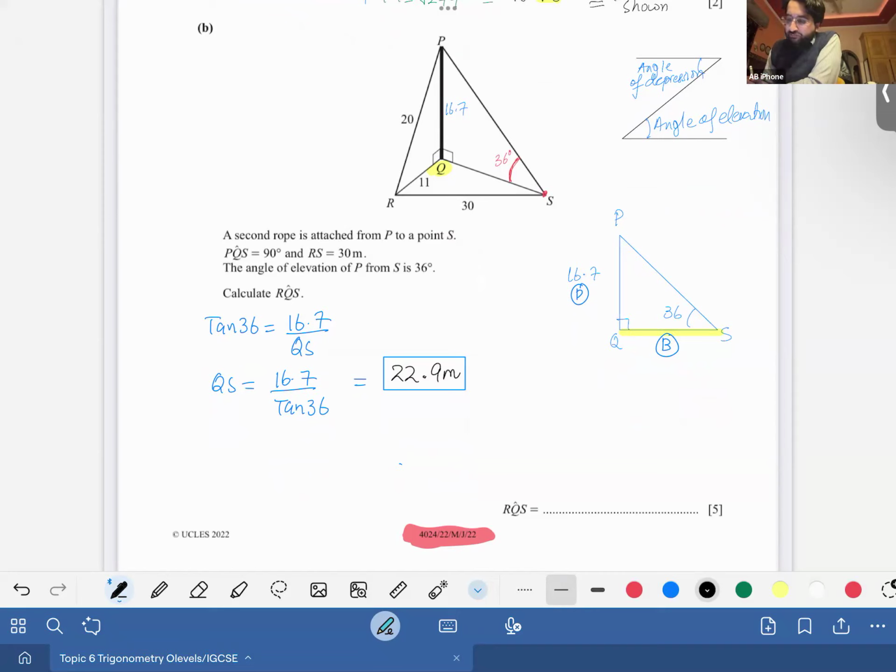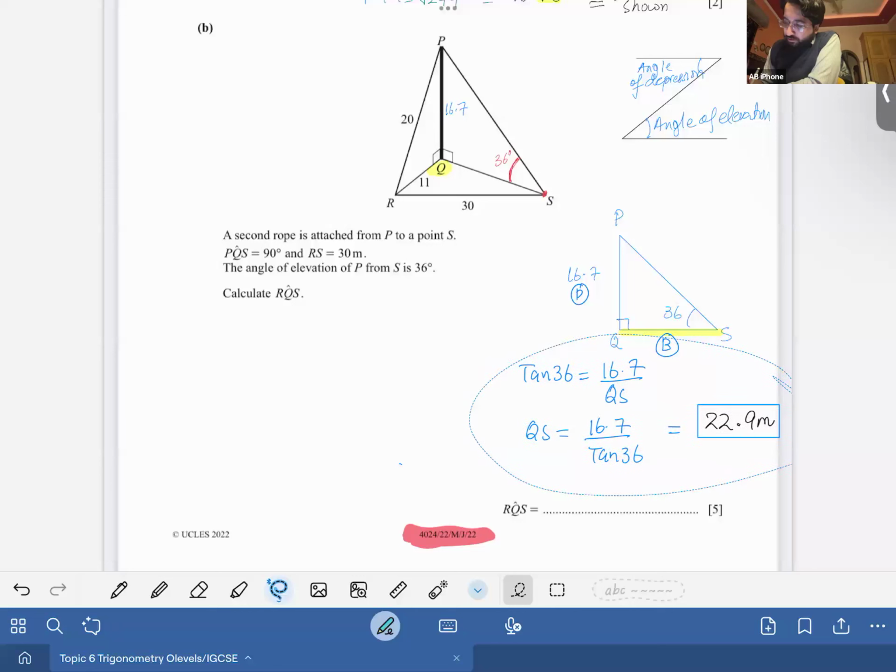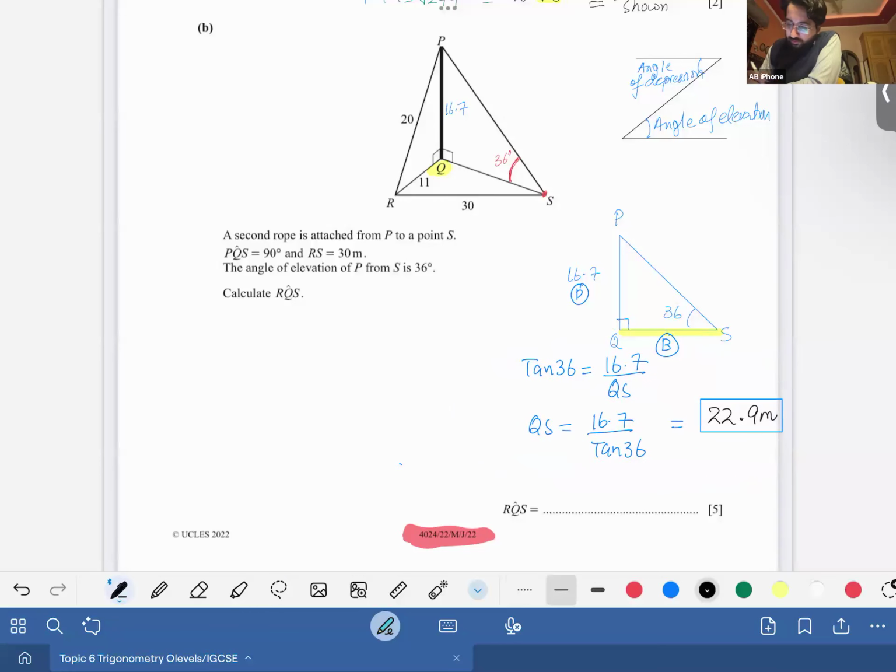Now, Simon, the question is for 5 marks. So I'm going to just take this working on this side. Now the examiner is asking me to find out angle RQS. So we know that RQS is a triangle which is not a right angle triangle because this is not 90 degrees. Understood? So you can see that QS is 22.9.